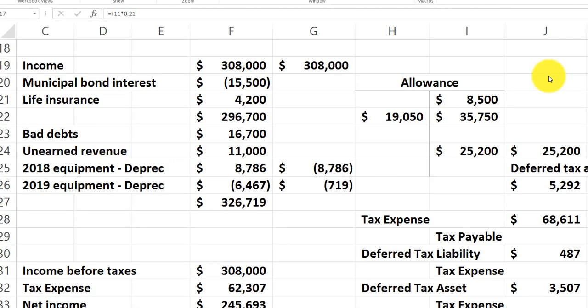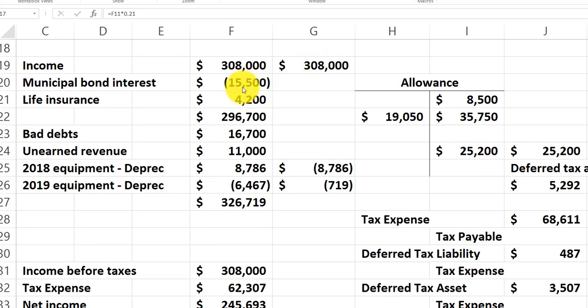All right, class, here's exercise 2. The second year gets a little more complicated each year as things happen and as time goes by. Again, we start with income before taxes. We've got the tax return here. We've got the income statement.